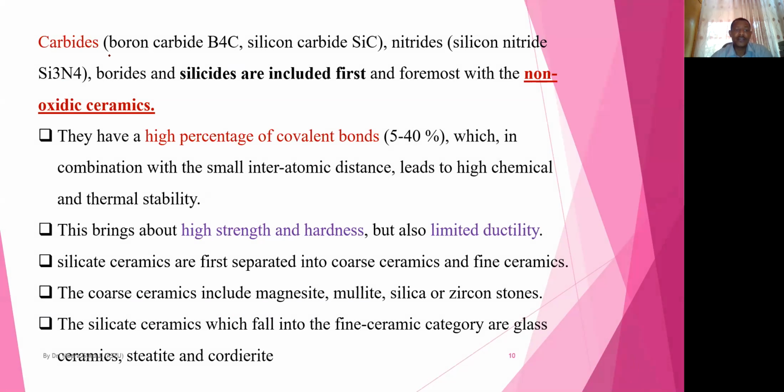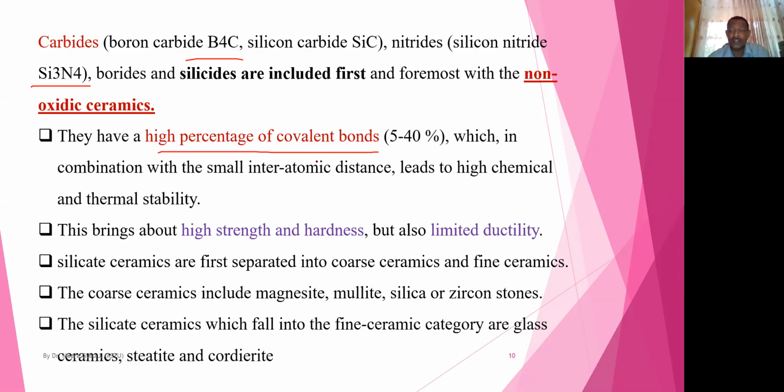The non-oxide ceramics are carbides like boron carbides and silicon carbides, and nitrides like silicon nitrides and boron nitrides. Silicates are included first and foremost with non-oxidic ceramics. So non-oxide ceramics are like silicon carbides, boron carbides, and silicon nitrides. They have a high percentage of covalent bonds, up to 50 to 90%. These covalent bonds, in combination with a small interatomic distance, lead to high chemical and thermal stability.